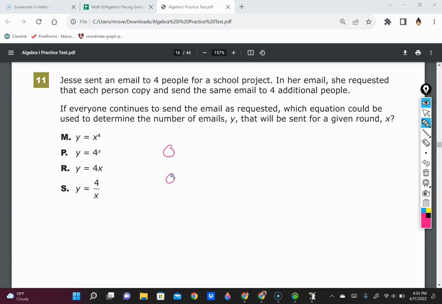So you've got 4 people that she sent out an email. And then those 4 people sent out 4 emails. And then each one of those sends out 4 emails. So you can see how this is going to be growing exponentially. So you want to have a variable as your exponent.